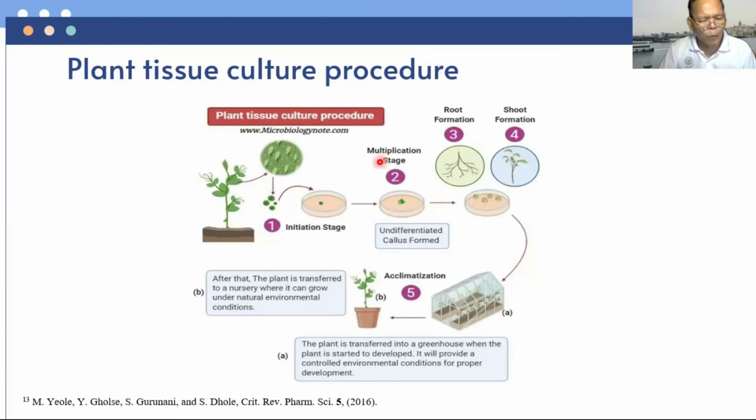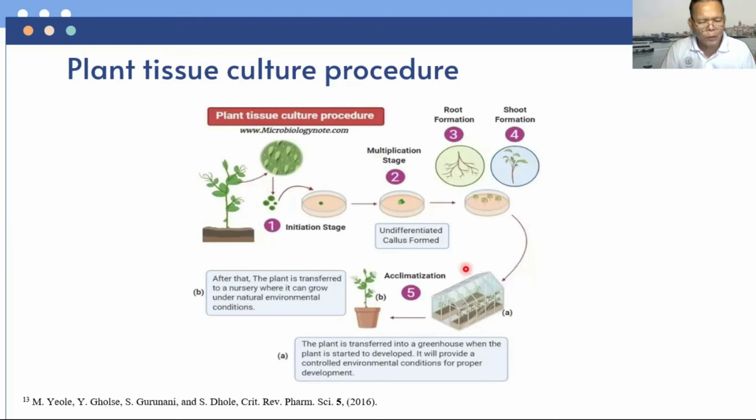The second step is the multiplication stage. In the second step of plant tissue culture, the sterilized explant is included within a tissue culture medium, which is constituted of growth regulators and suitable nutrients. The multiplication of cells occurs within this nutrient-rich medium. This undifferentiated portion of cells is termed a callus.